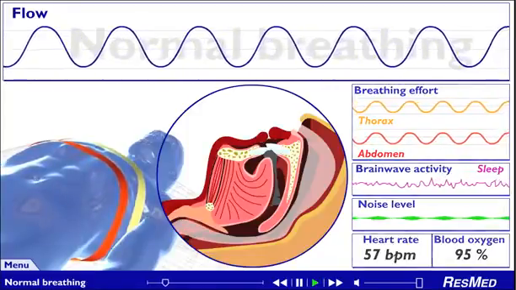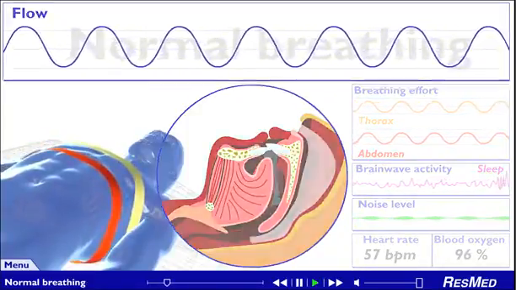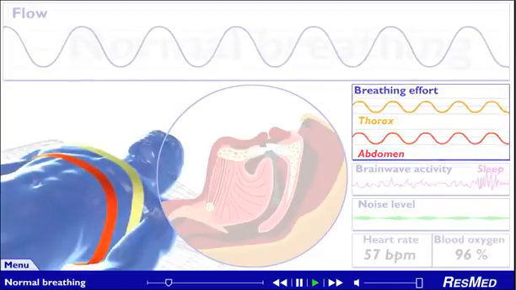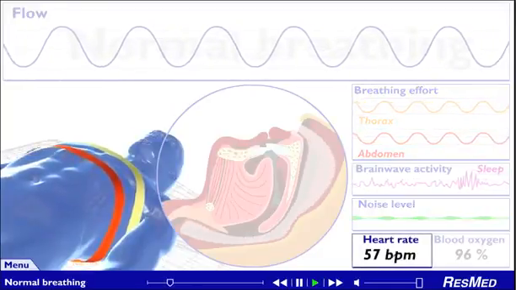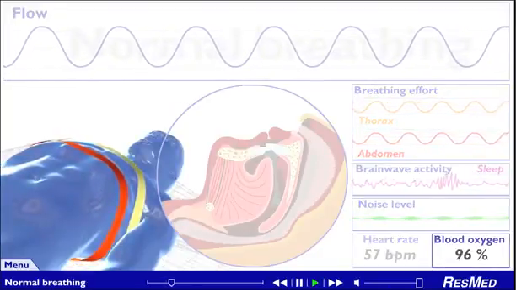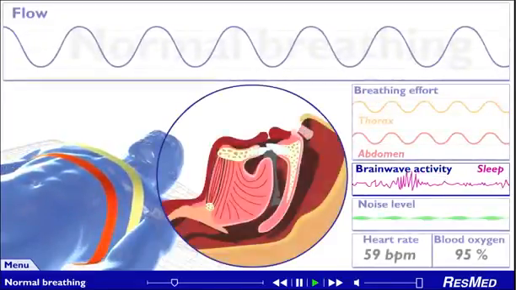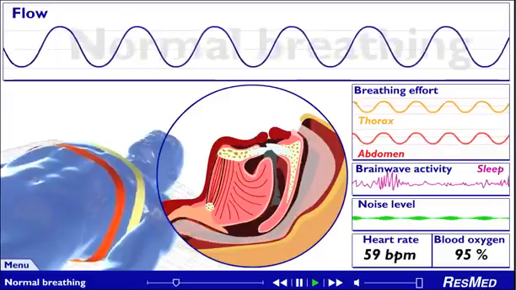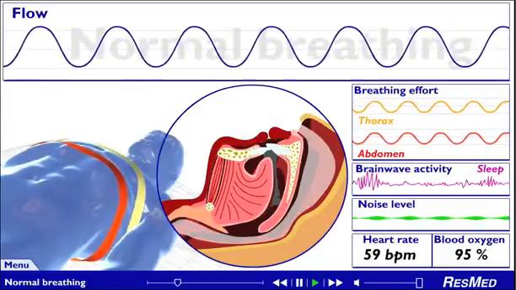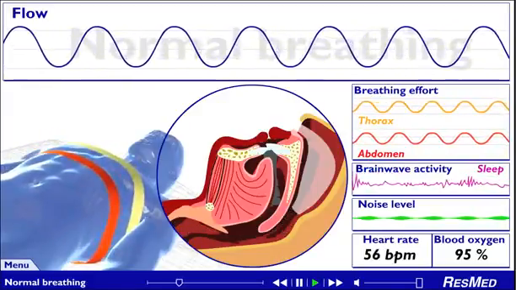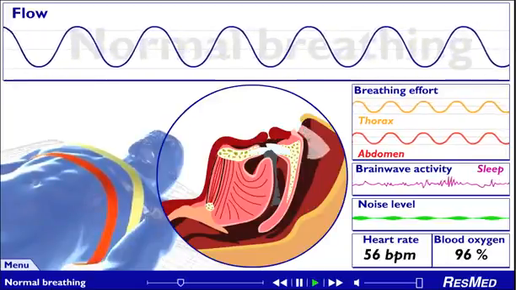The technician usually attaches various sensors to the body. These help monitor airflow through the upper airway, respiratory effort, audible noise, heart rate, oxygen level in the blood, and electrical activity in the brain. The signals you will see and the sounds you will hear during this presentation are like the ones used to assess your breathing during a sleep study.